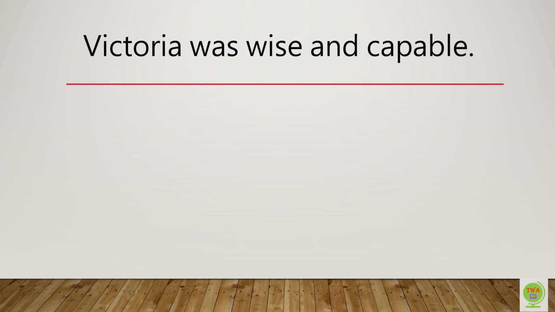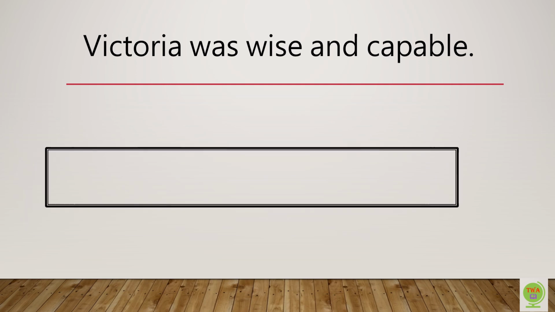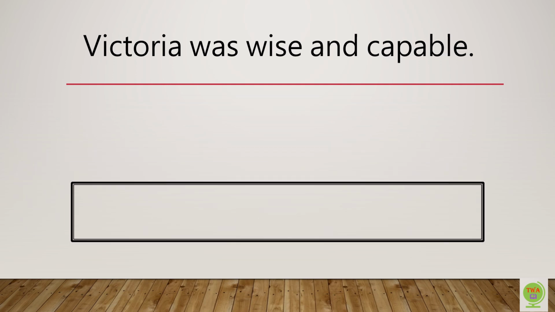Our next sentence, Victoria was wise and capable. What type of adjective is this? Okay, timer starts now. All right, time's up. If your answer is predicate adjectives, you are correct. Wise and capable are predicate adjectives because they are not from proper nouns. Okay, let's go to the next question.